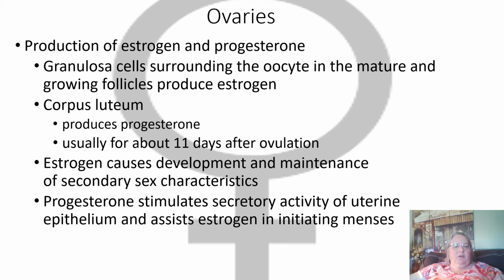The estrogen causes the development and maintenance of secondary sexual characteristics, and progesterone stimulates secretory activity of the uterine epithelium and assists estrogen in initiating menses. And estrogen is what they give to gentlemen who are having a sex change into females.